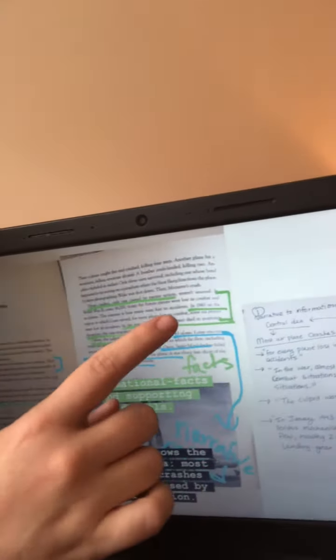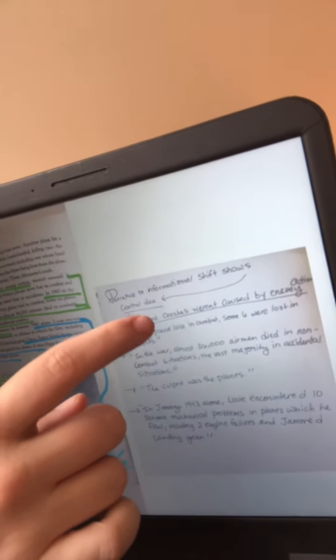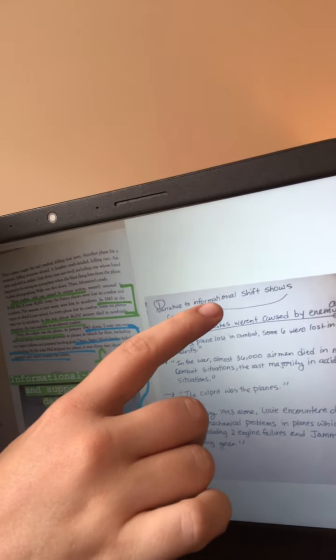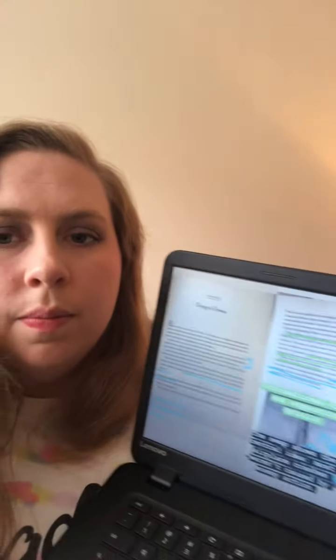So what I did was I looked here and I noticed the shift. I did my who, what, when, where, why, and then I created a central idea sentence. So I said that the narrative shifts to informational, and it shows this central idea. It shows that most airplane crashes were not caused by enemy action. And then I gave 4 pieces of evidence from that section that proved it. So that's the main meat of my lesson today, that you watch for those shifts, and once it shifts from story to informational, you find that central idea that's given.